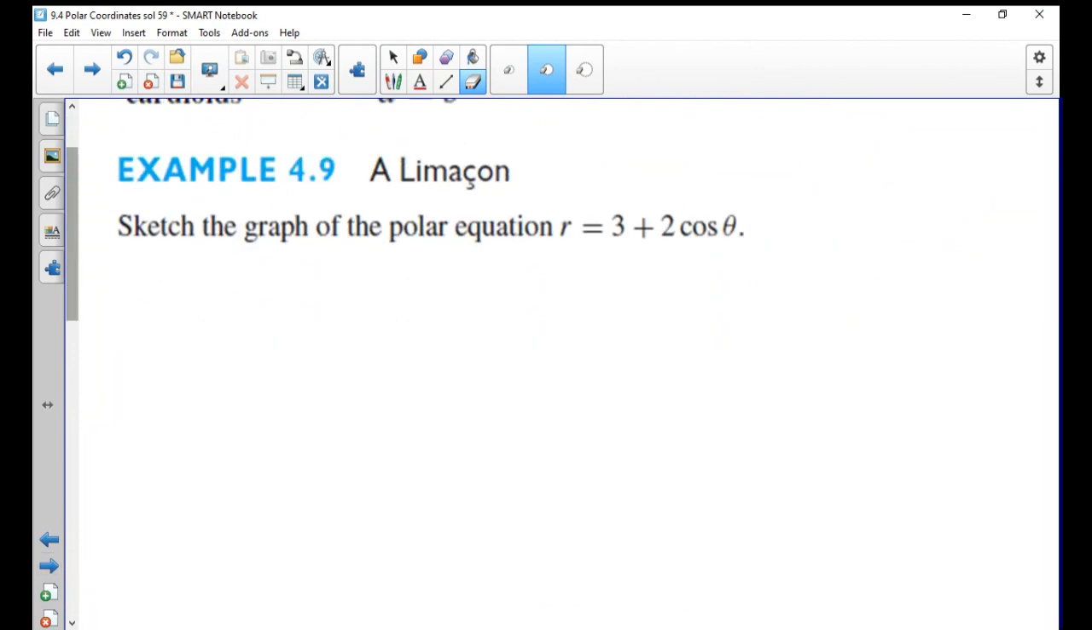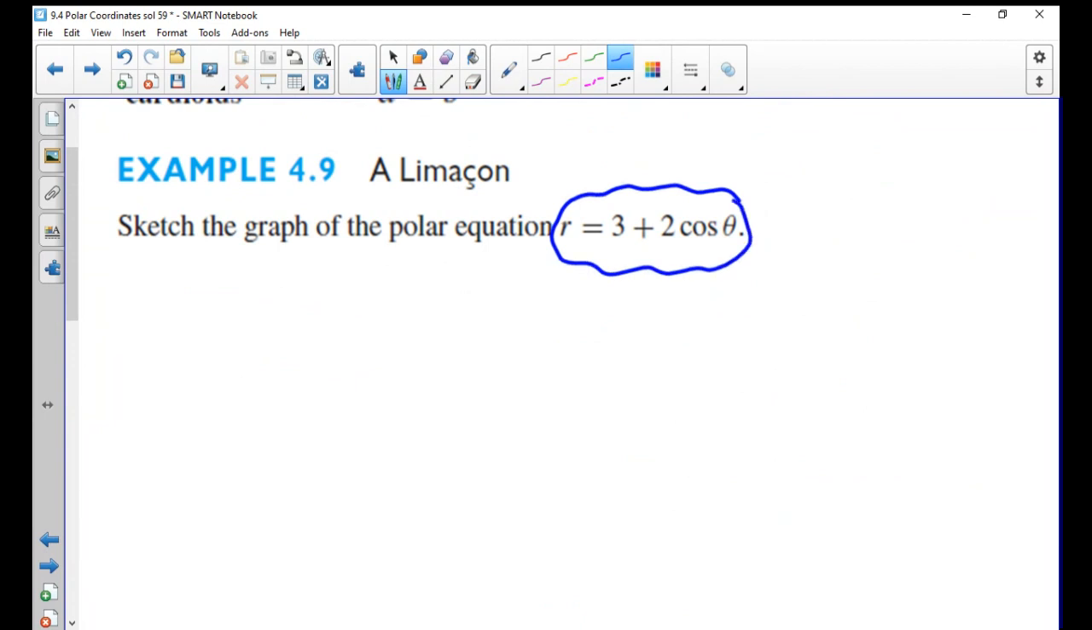Now a couple more examples. Here is an equation which looks a bit harder to graph, but we can do it. Again, we will do it by considering the values of theta, the way they change, and so on.